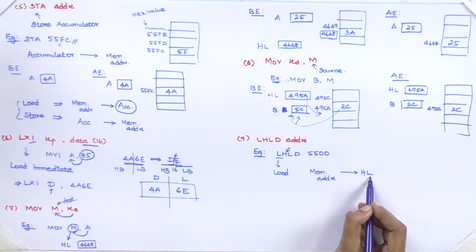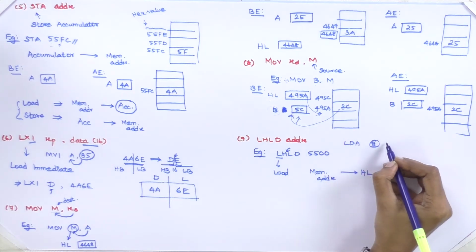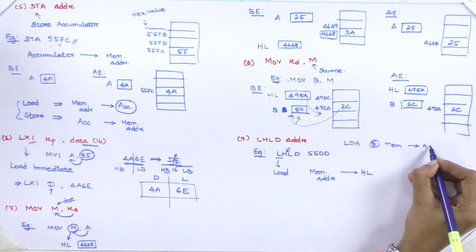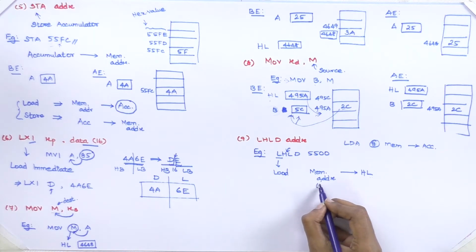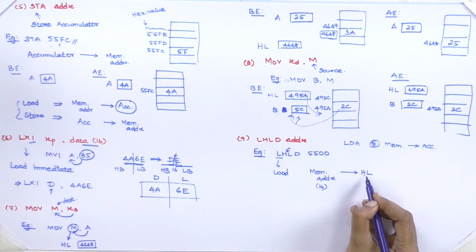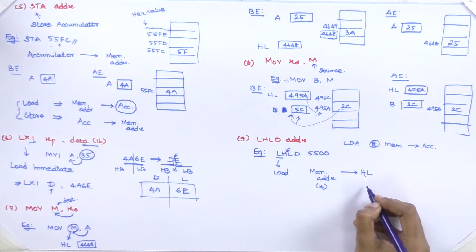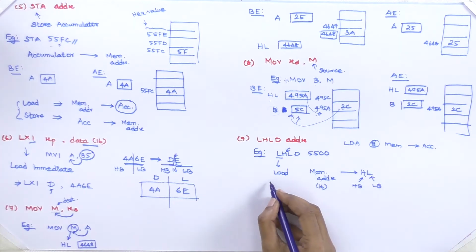which means that the value in the memory location will get stored in the HL register pair. In LDA, the 8-bit data from memory is transferred to the accumulator. But here, 16-bit data from the memory location will get stored in the register pair. 16-bit data means the higher byte will be stored in H and the lower byte will be stored in L.